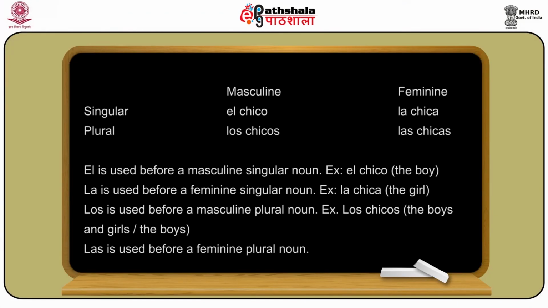So as you can see here, if it is masculine singular, it will be el, for example, el chico, the boy. If it is feminine singular, that will be la, meaning the, but la chica meaning the girl. If it is masculine plural, that will be los chicos, the boys. And if it is feminine plural, that will be las chicas, meaning the girls. So the noun here is boy and boys, girl and girls. So according to the noun, the article will also change.